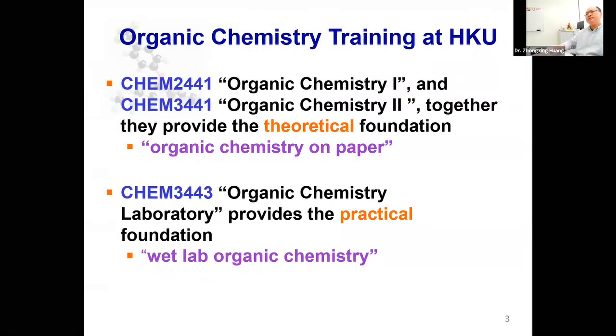This course is mainly for chem majors, and we have several classes regarding basic organic chemistry. Chem 2441 is organic chemistry 1, and 3441 is the second part, organic chemistry 2. Together, these two courses provide you the theoretical foundation for organic chemistry education. After you have taken these two classes, you can figure out organic chemistry, but that's on paper, okay? We have another laboratory course called Chem 443, which is organic chemistry lab. That provides a practical foundation for your organic chemistry education. Basically, you will do experiments and write lab reports.